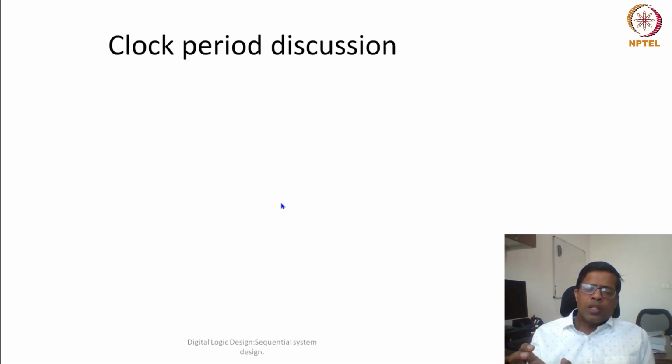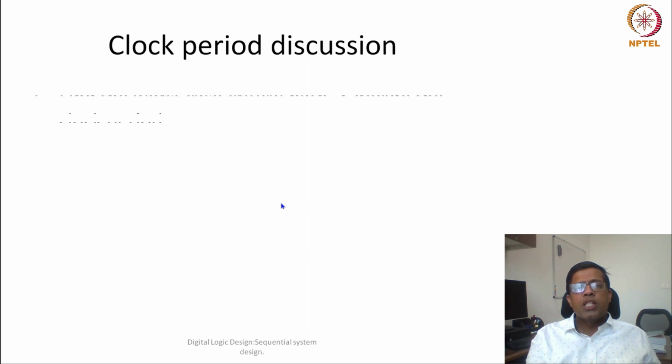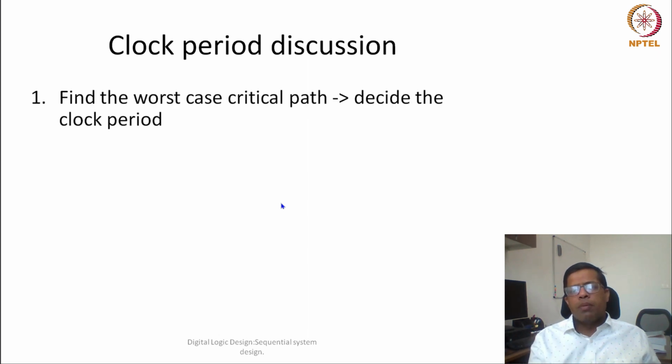Now it is equal to the clock period. So in other words, we can also say that if the clock period is known to us, then we are constrained by the combinational delay, and if the combinational delay is known to us, then using that we can calculate the clock period. So these are the two methods I am writing here.